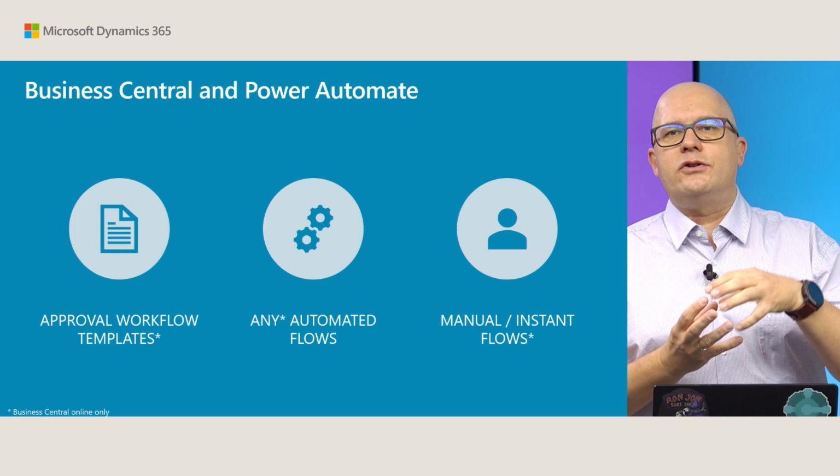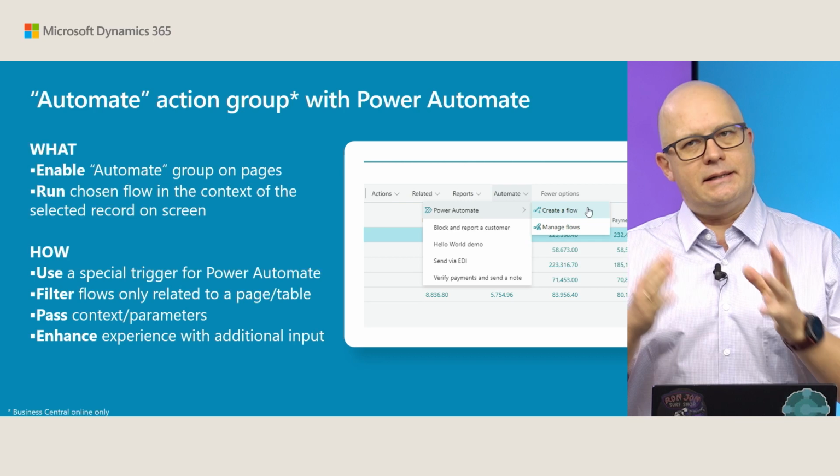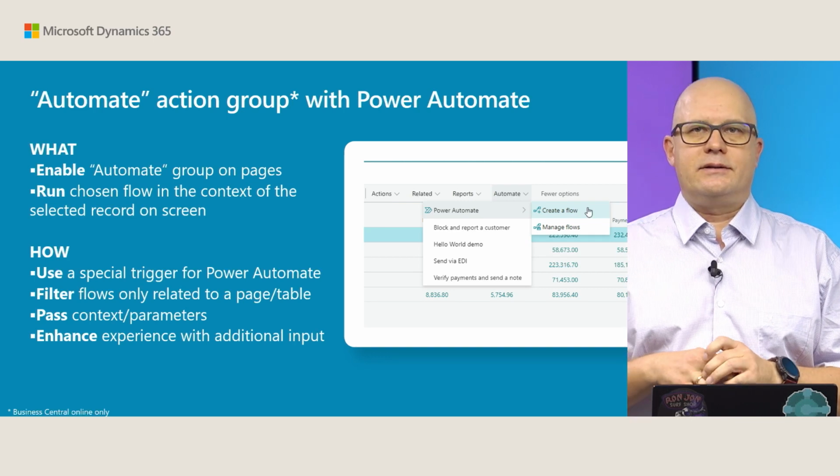workflows. You can also build automated workflows, and they will run depending on a specific event. It might be a data event, it might be a flow that runs on a regular basis, and I think we will have a little bit of a demo later on so you can see how that works. But you can also build manual or instant flows, and this is a new capability added as a preview in the previous release, and right now fully in this release.